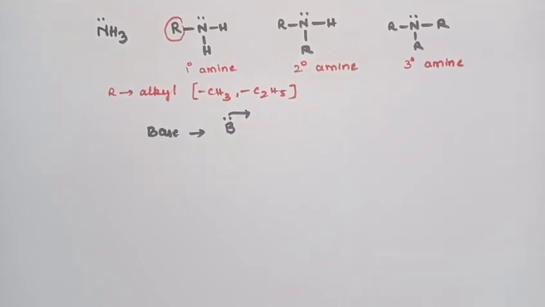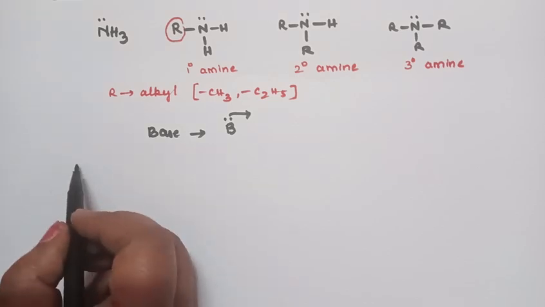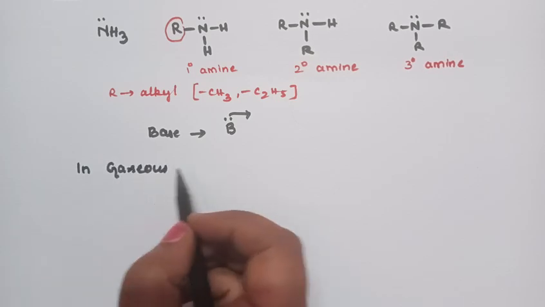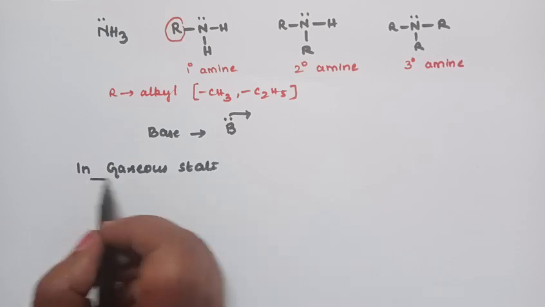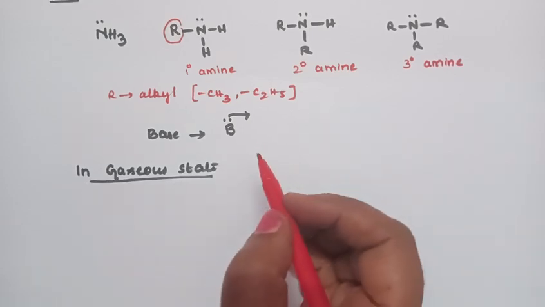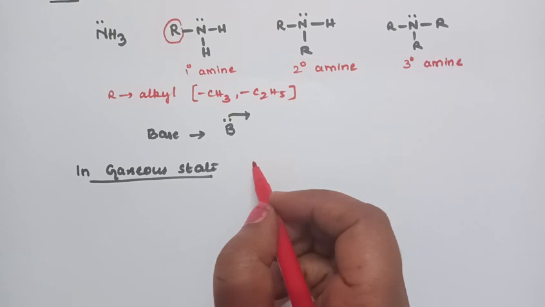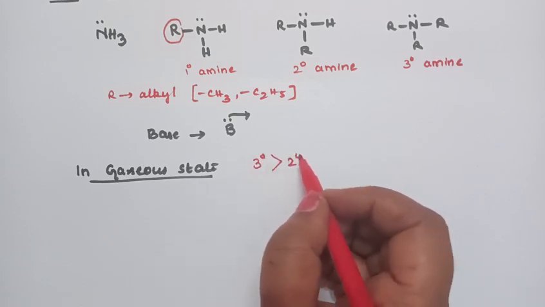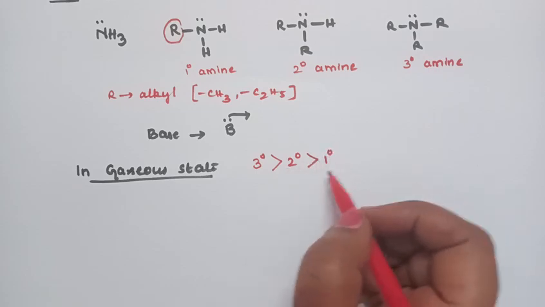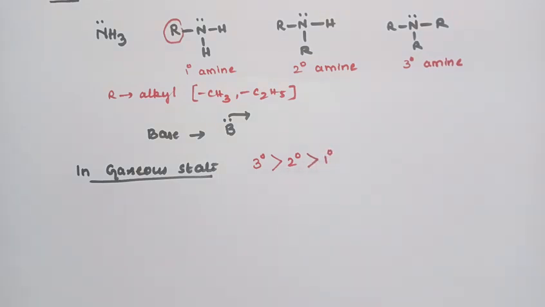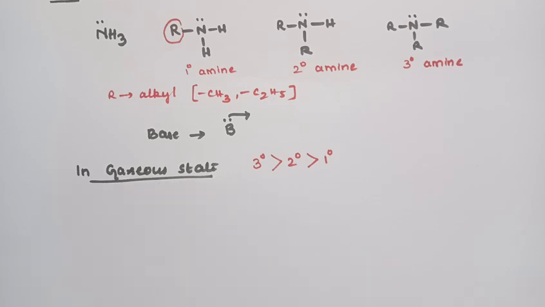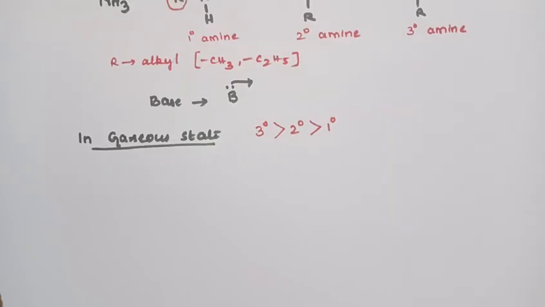So now let us find the order of basicity of alkyl amines. First let us learn in the gaseous state. In the gaseous state, the order of basic character is tertiary amine, which is more basic than secondary amine, which is more basic than primary amine. So this is the order of basicity in alkyl amines in the gaseous state. So what is the reason for that? Let us see the reason.